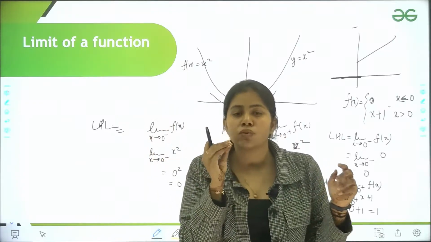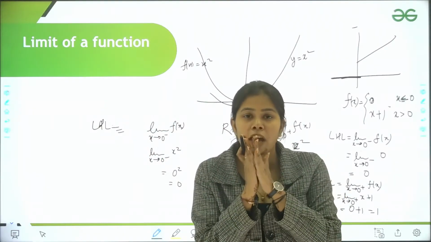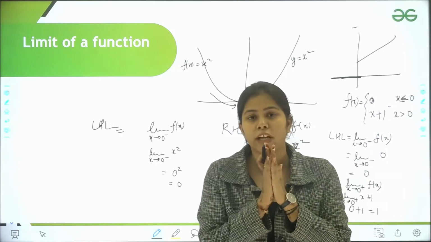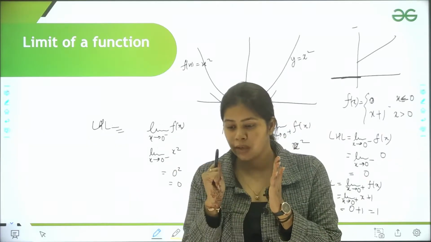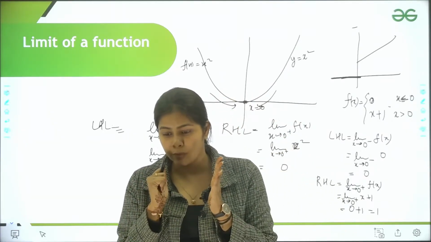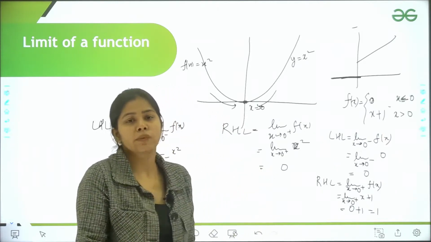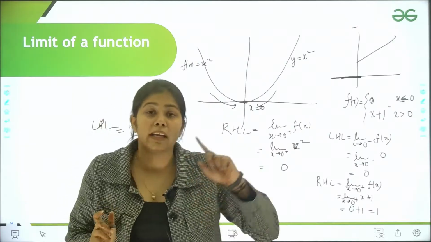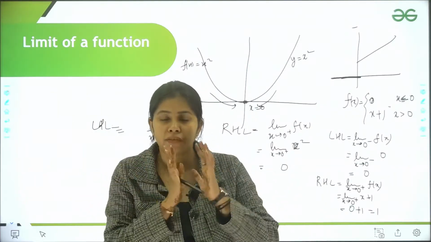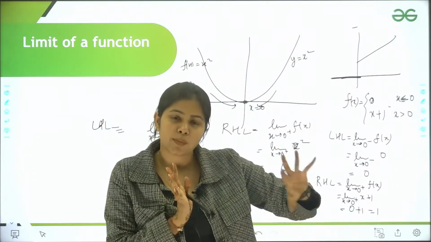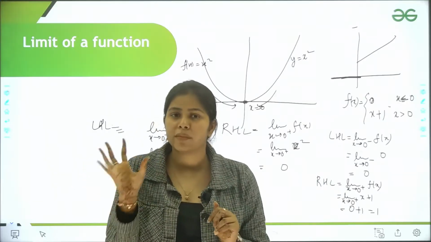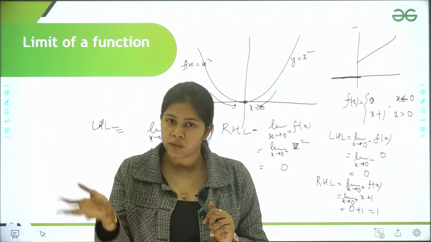That means I want to see how my function is behaving at a particular point, on the left of that point and on the right side of the point, right? So I just want to know that. That's why we have introduced the concept of left hand limit and right hand limit. Left hand limit gives me how my function is behaving on the left hand side, and right hand limit tells me how my function is behaving on the right side.